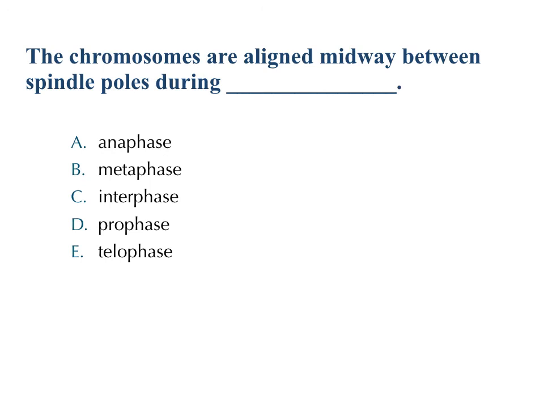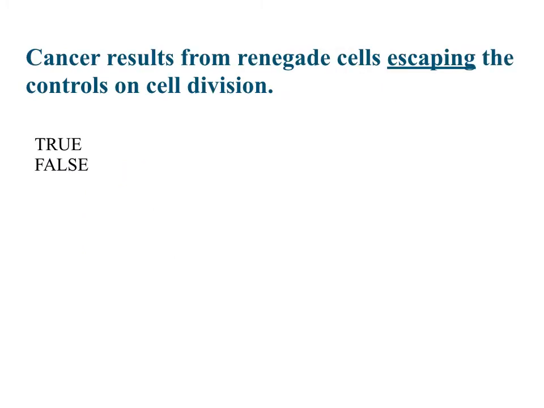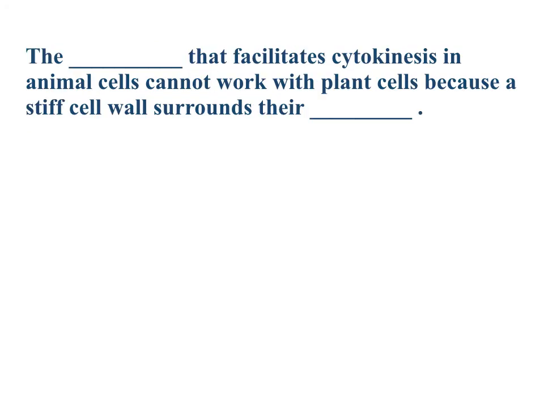Chromosomes are aligned midway between the spindle poles during which phase? And this is so characteristic of this phase. It's really the only one thing you look for in this phase. And the answer is metaphase. So that would be when everything lines up on the metaphase plate. Do cancer cells result from renegade cells escaping the controls on cell division? For sure, that's true, you know that.